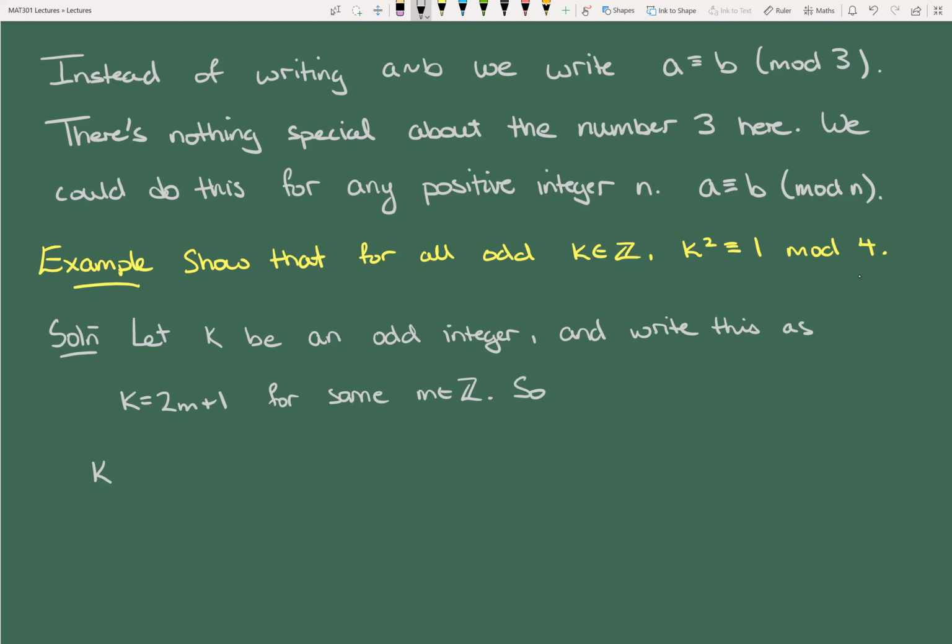All right, so we get k squared is (2m plus 1) squared. And if we work that out, somebody double check my math, we should get 4m squared plus 4m plus 1, right? So yeah, again, I'm pretty sure that I did that right. Or is it? No, it is 4m.